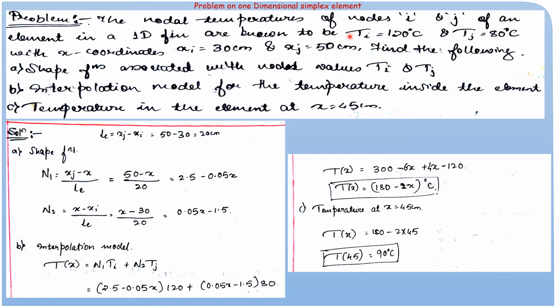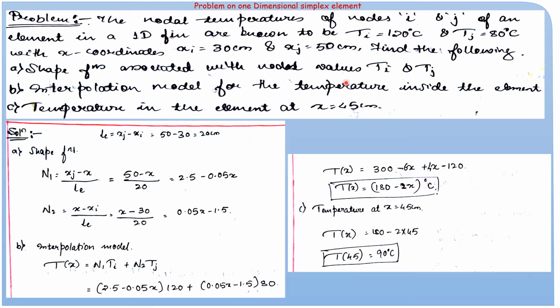So temperature is given to you at node I, that is node 1, and what is the temperature at node 2, that is node J. The x coordinates, that is distance x1, that is x of I, and x2, that is x of J, are given as 30 centimeter and 50 centimeter. So find the following. You are supposed to find out the shape functions associated with nodal values T of I and T of J. You have to find out the value of n1 and n2.